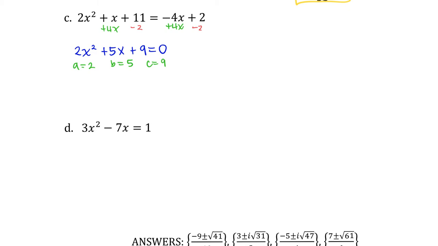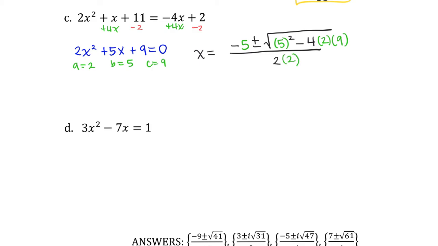Now let's use the quadratic formula. Okay, x equals negative b plus or minus the square root of b squared. Now when b is positive, you don't technically need the parentheses, but I do them because when it's negative, you have to have it. So I might as well get in the habit. So what was that? B squared minus 4ac all over 2a.